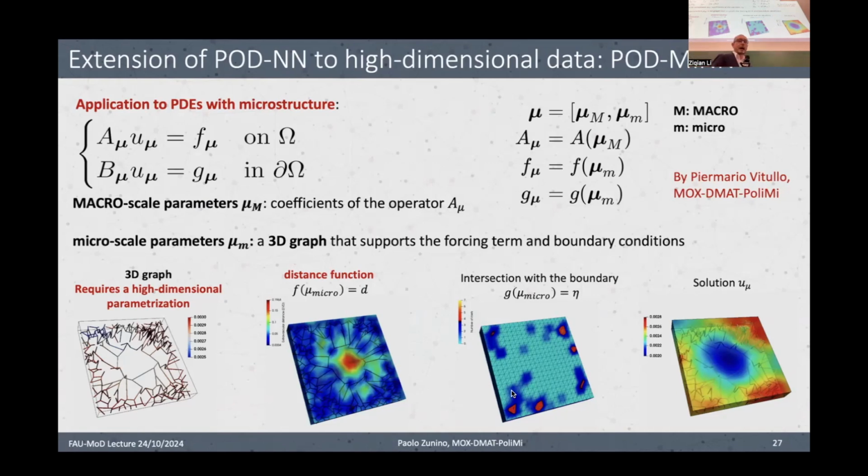So we have now a highly dimensional parameter set that describes any possible configuration of this graph, which can have different numbers of nodes and edges. So in the end, for practical reasons, we transformed this into an infinite-dimensional parameter space, where we encode the graph with the distance function of every point in the domain to the nearest edge of the graph. So we have a function, not parameters anymore, and we discretize that with finite elements. So we end up with a finite but high-dimensional number of parameters.